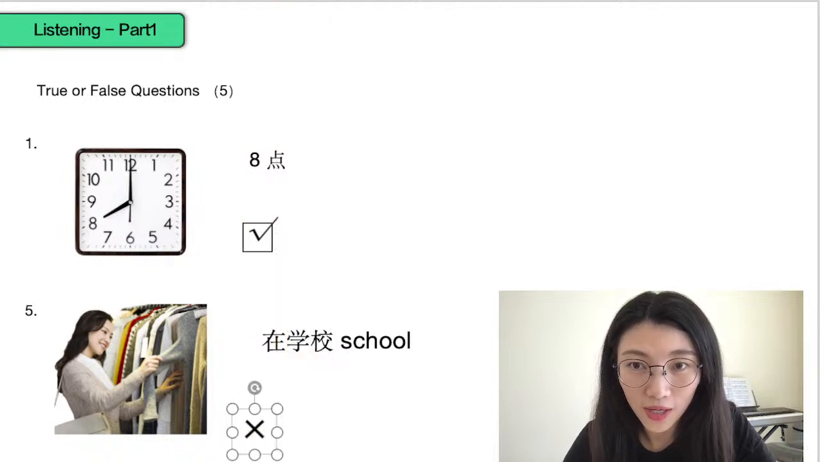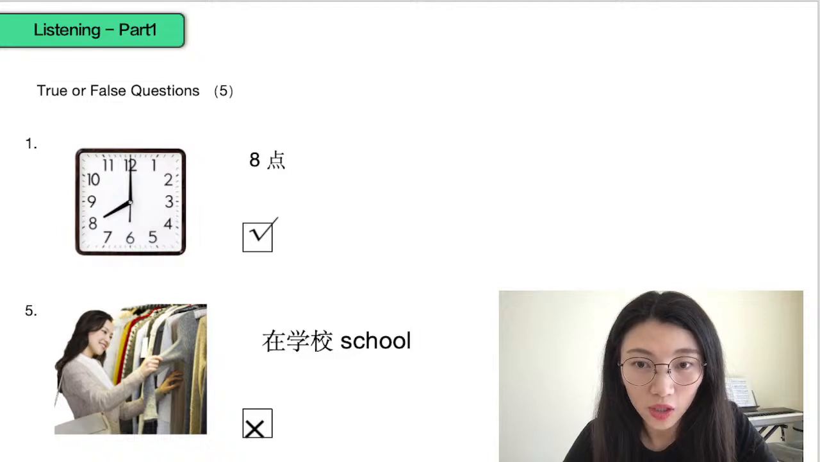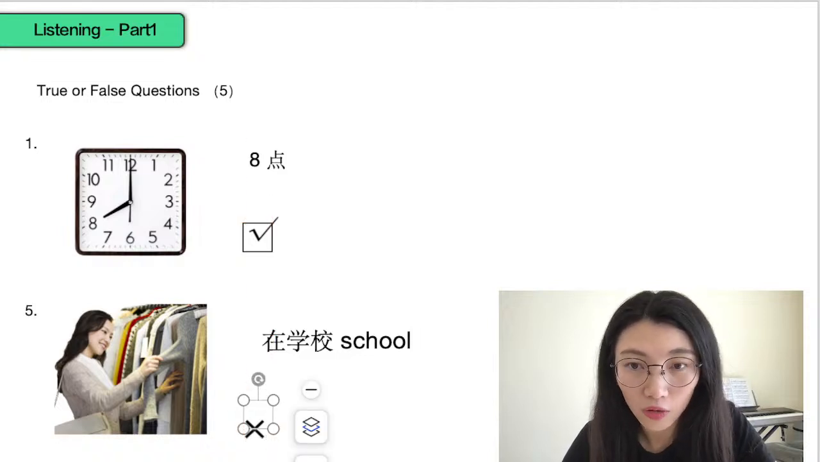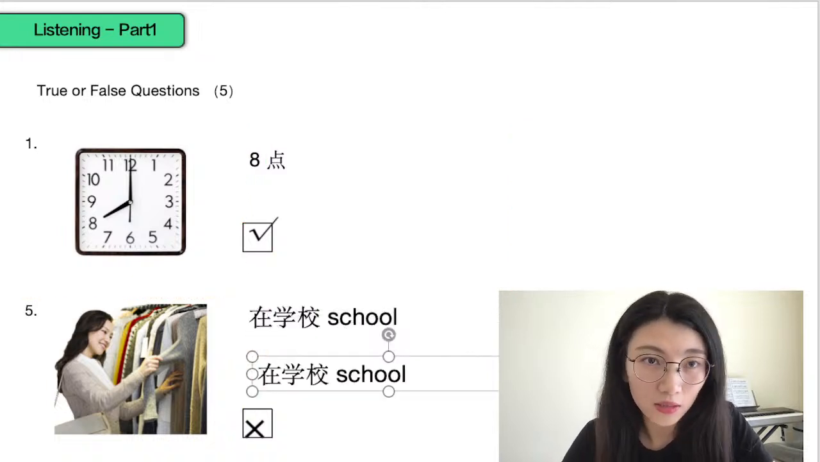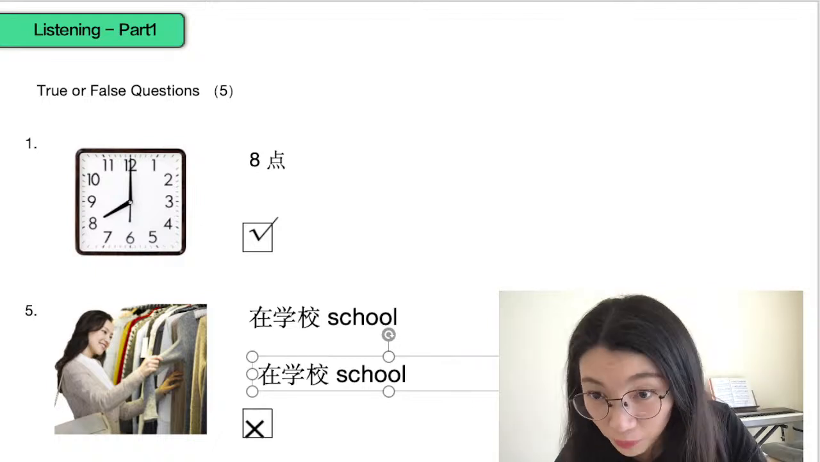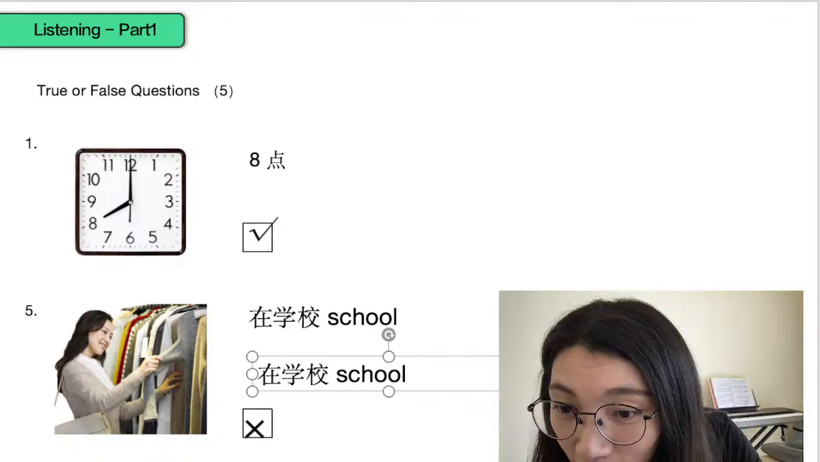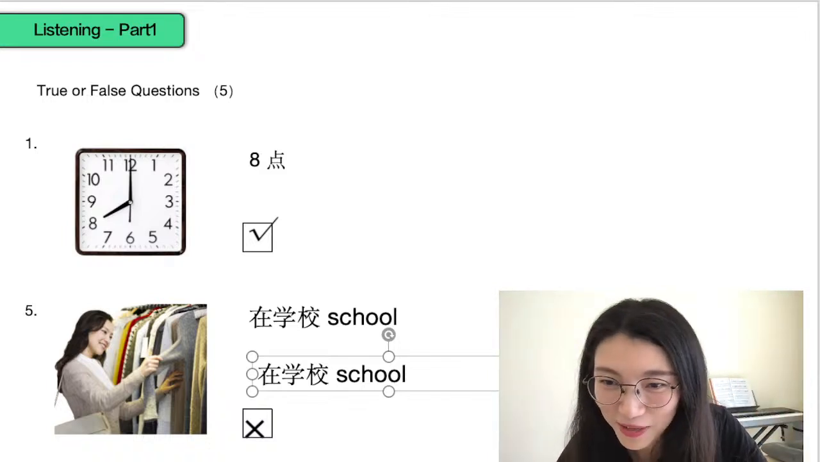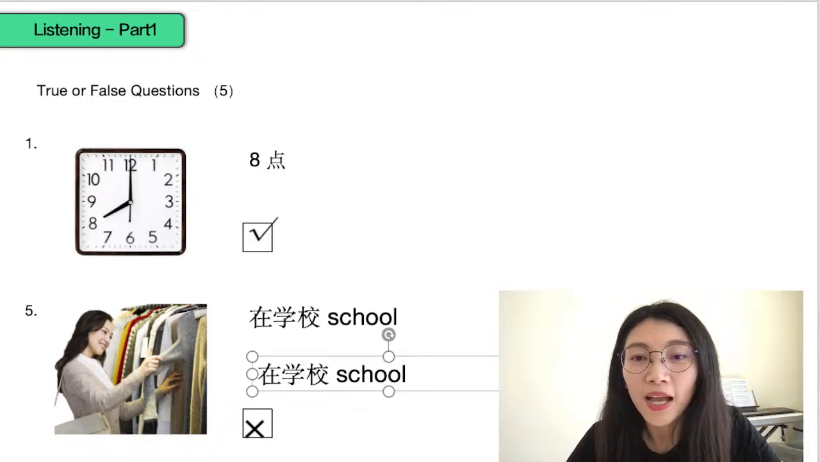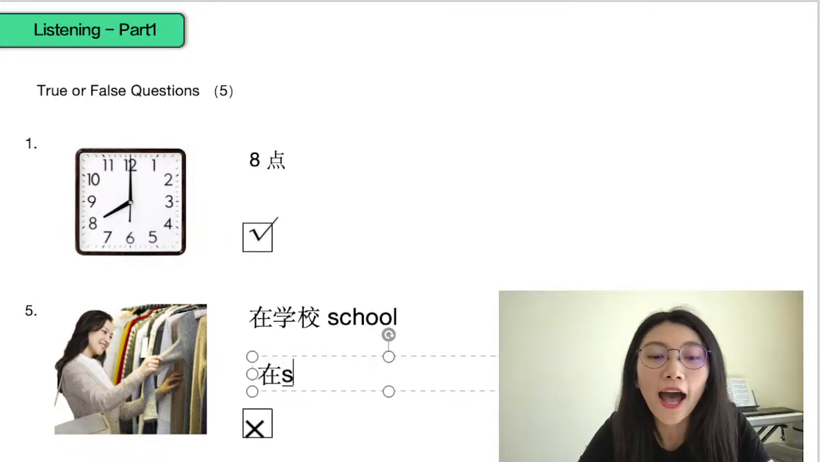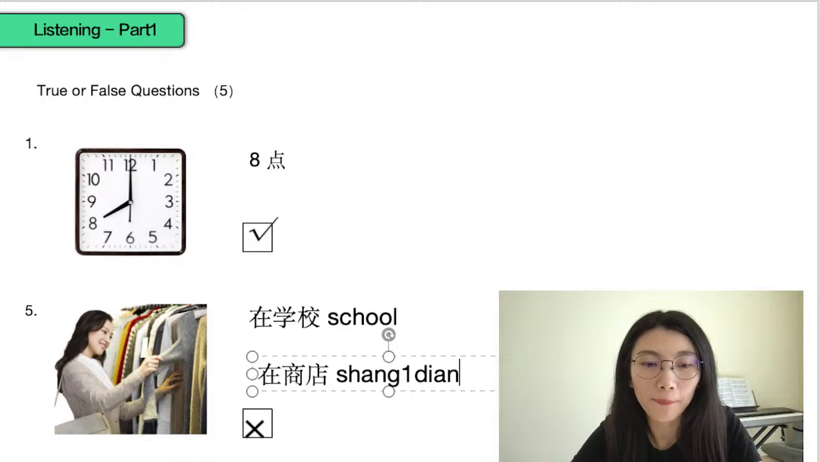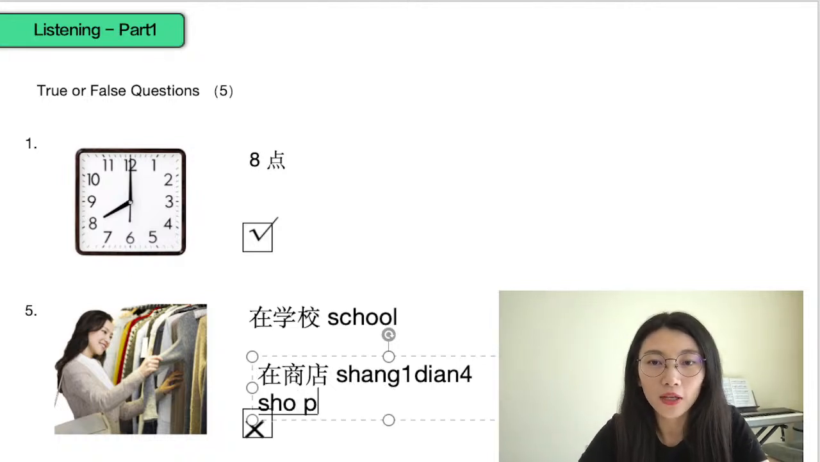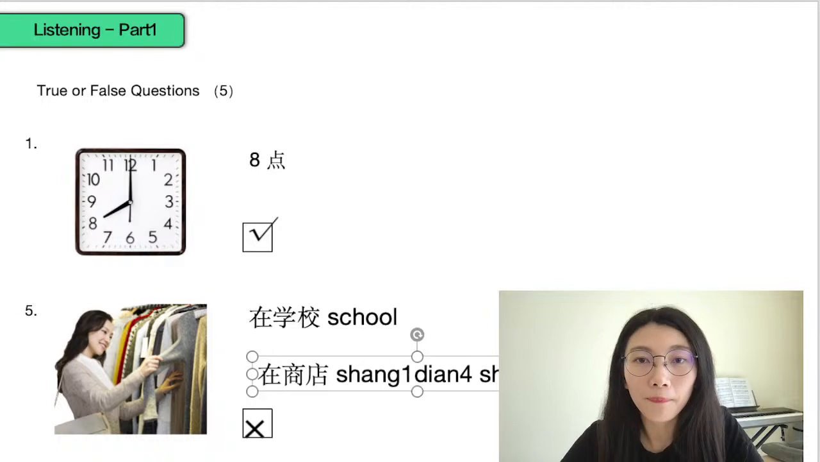Because this girl is shopping. So it's not 在学校, it's not school. Instead, she's maybe in a mall. Very good. And Buffy, I don't know how to pronounce your name, but you both did correct. So it's 在商店. This word 商店 means shop. 在商店, at the shop. So very good. That's part 1.